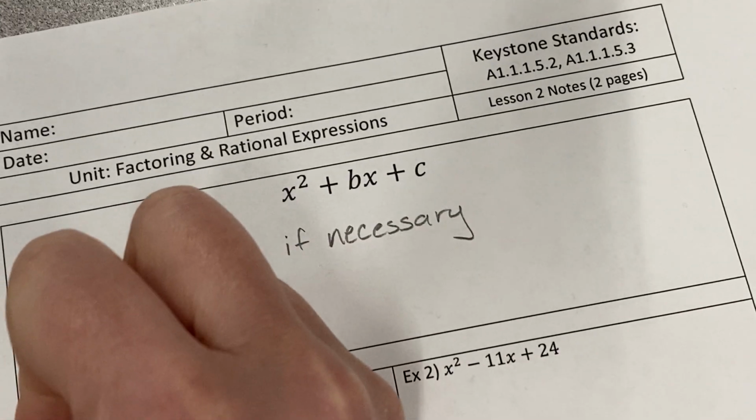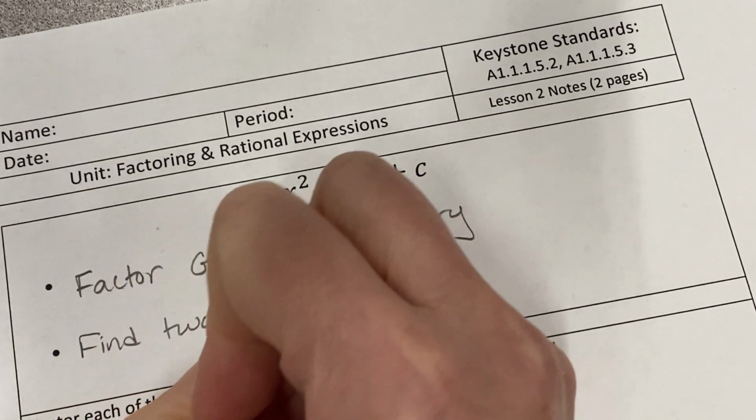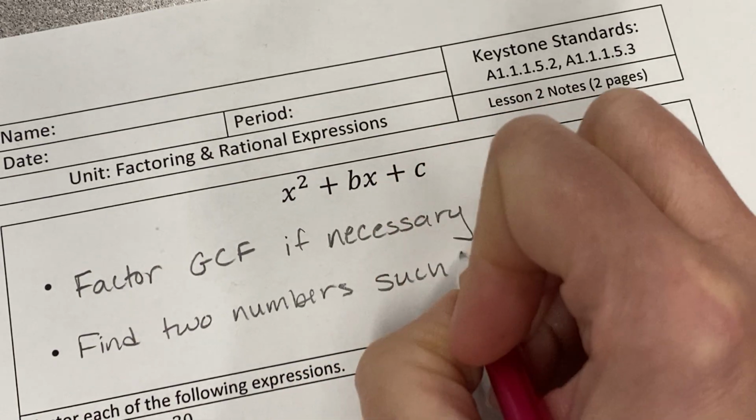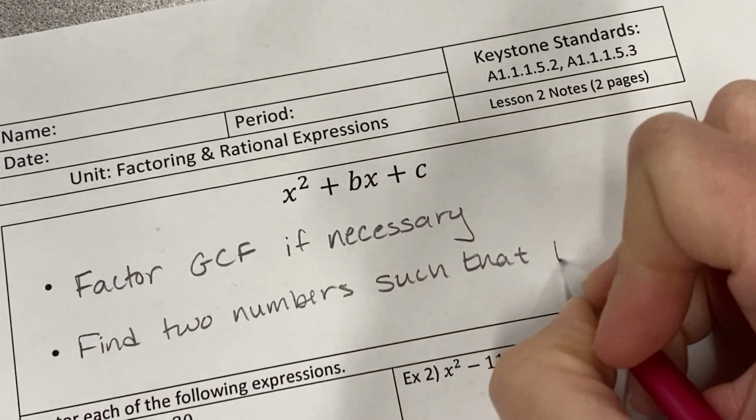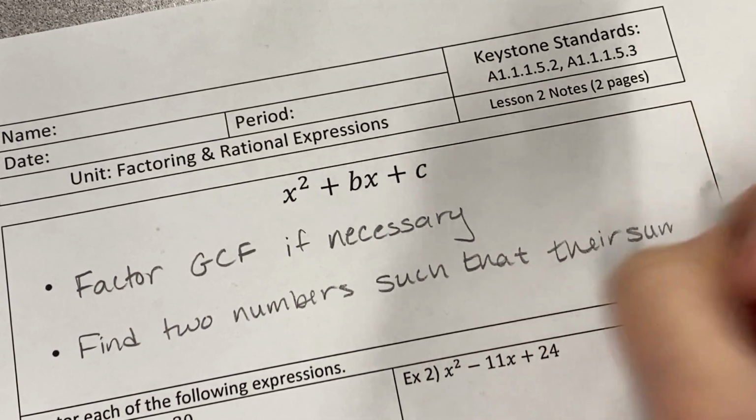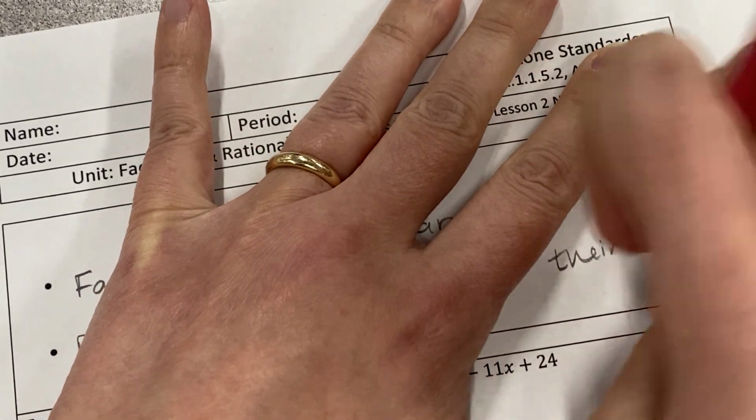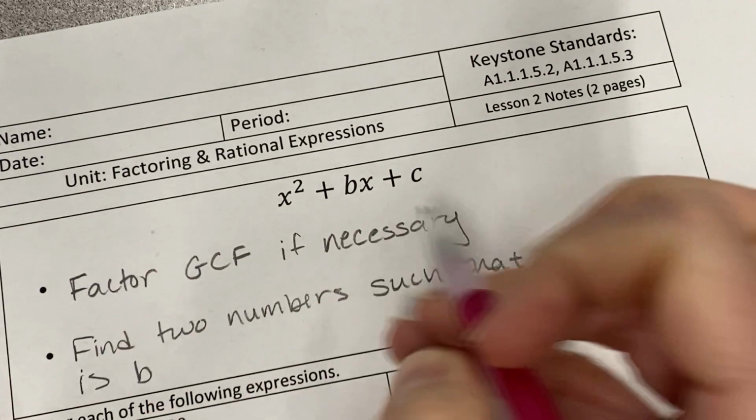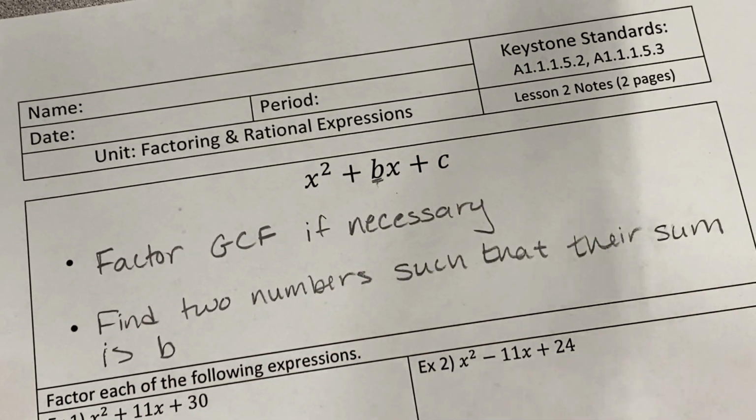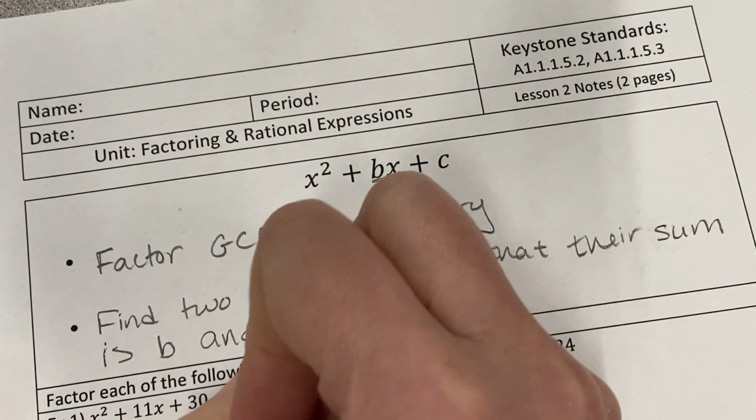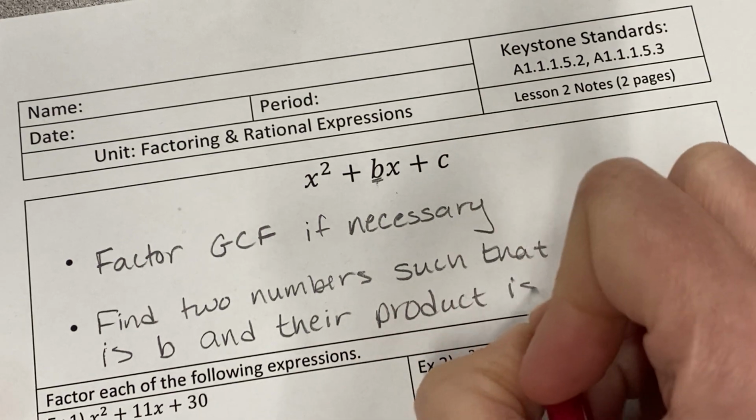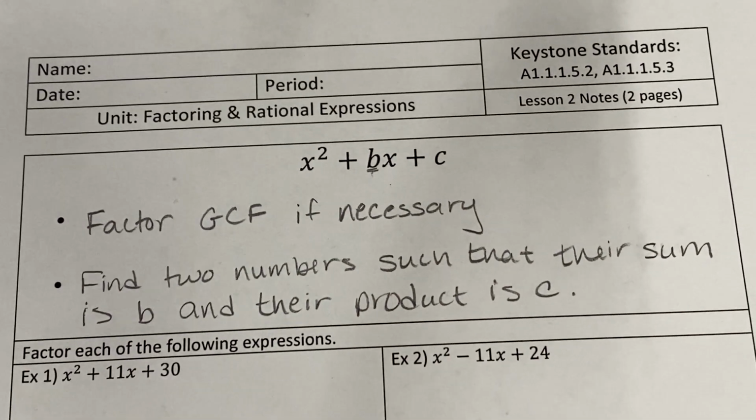You want to find two numbers such that their sum, that looks like one word, let me make that a little neater, sorry, is B, this B right here, and their product is C. Okay, and then I'll show you the notation we use with these two numbers that we have.